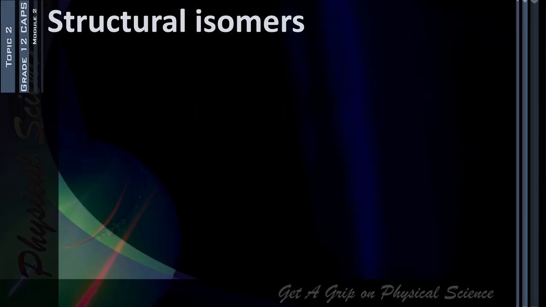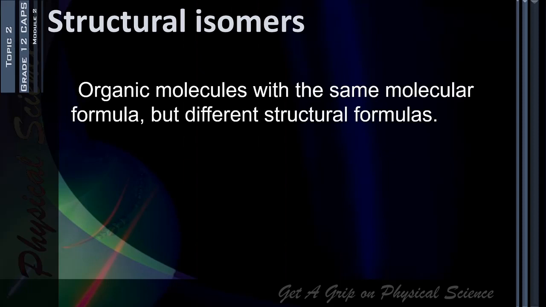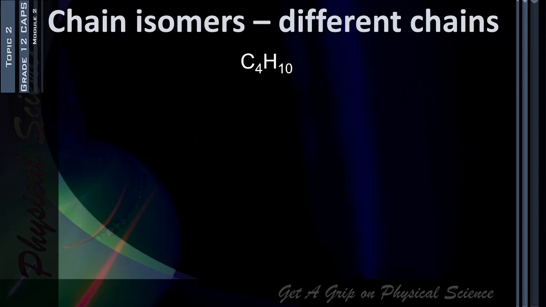Structural isomers are organic molecules with the same molecular formula but different structural formulas. We will look at three different types of structural isomers. The first type of structural isomers are chain isomers because they have different chains.